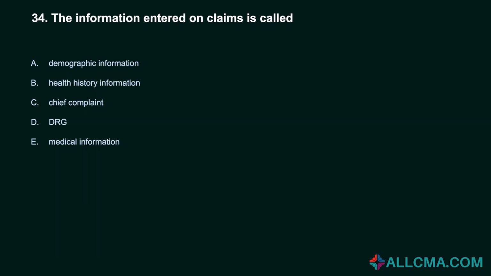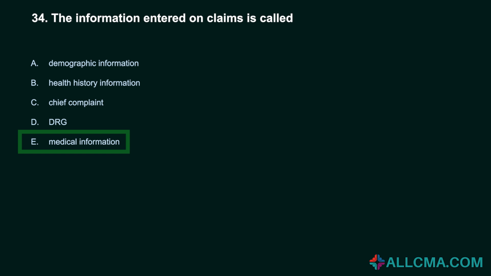34. The information entered on claims is called ___. A. Demographic information. B. Health history information. C. Chief complaint. D. DRG. E. Medical information. The correct answer is E.